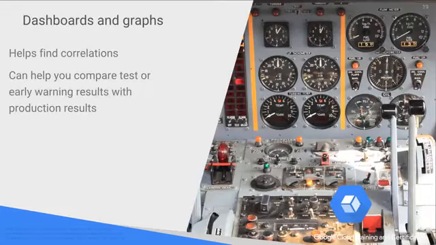The other cool thing about Stackdriver is dashboards and graphs. This gives you some great visualizations. It gives you historical information and helps you find correlations. You can scroll through and create groups of services, or scroll through a specific time and identify events, such as a spike in CPU, which is associated with memory allocation, and so on. These visualizations can help you compare and test with early warning results and production results, so you can see what's going on inside of production.